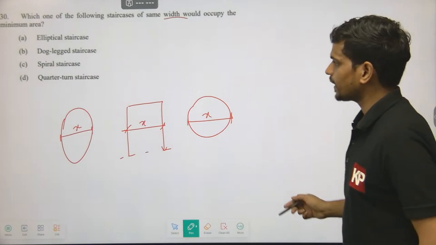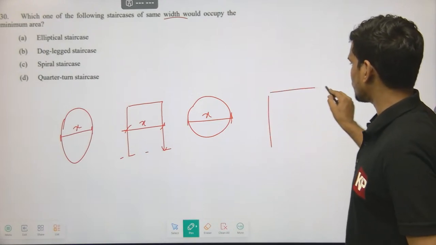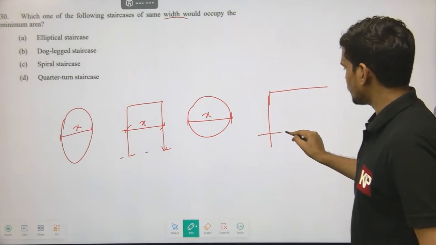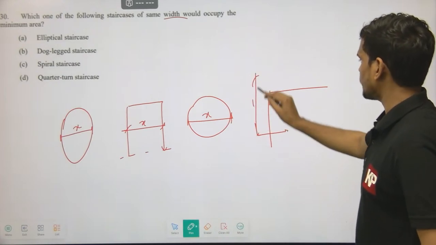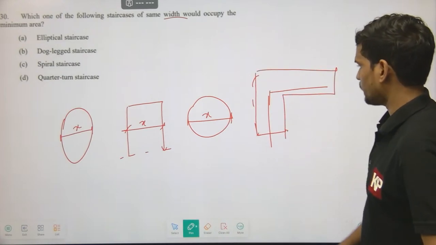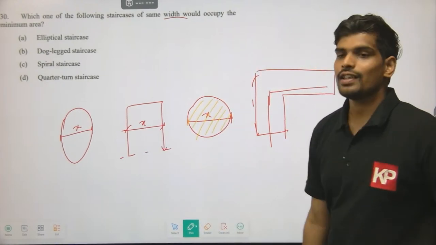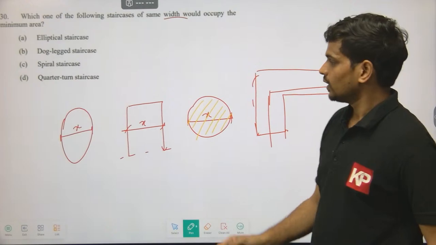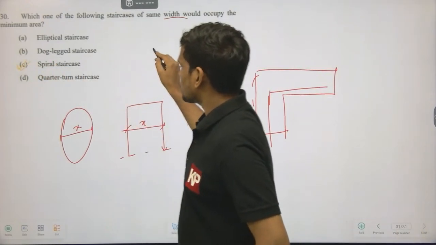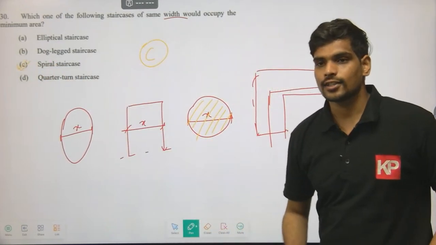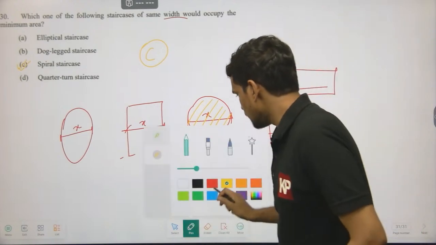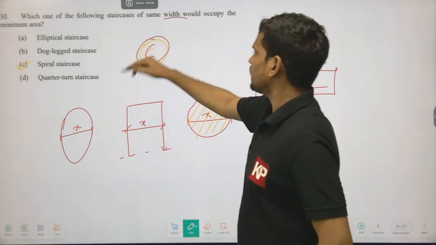If you consider the quarter turn staircase, it will have a turn like this. So if you consider a staircase of this particular width, this area will be the area occupied by it. So which has the minimum area? Obviously, a circle is the shape which has minimum area for a given diameter. So spiral would be the correct answer for this question. The remaining will occupy larger area for a given width of staircase. Let me write it in another color. So spiral is the answer.